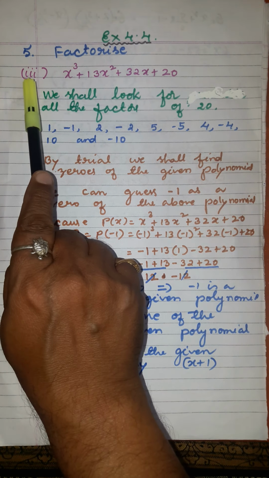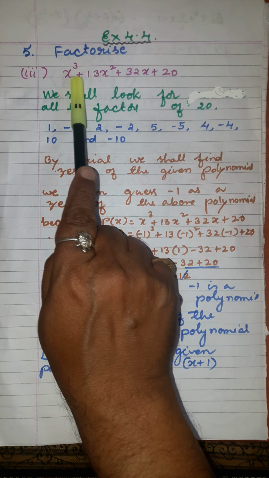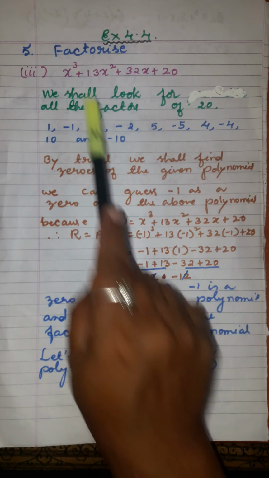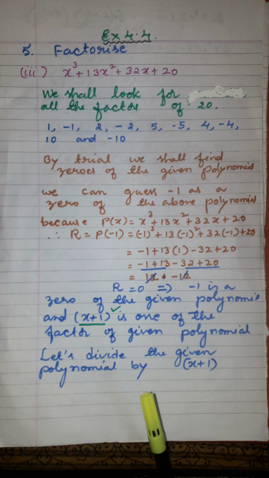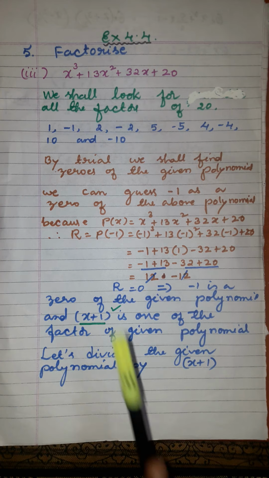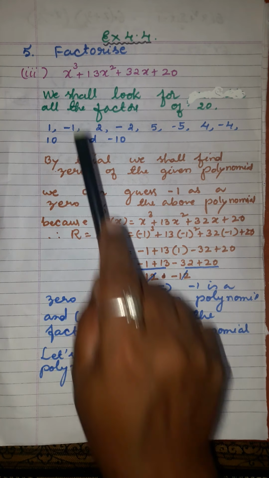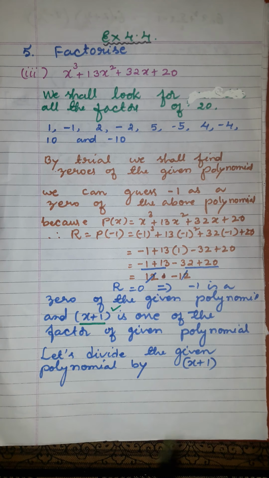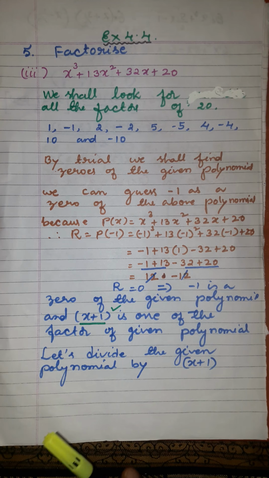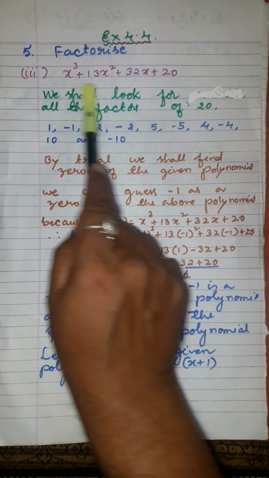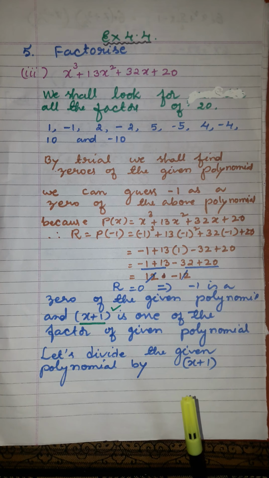Now, the third polynomial is x cube plus 13x square plus 32x plus 20. And this is a cubic polynomial, because the highest degree of the variable is 3. That means this polynomial will have 3 factors, because for 3 values we will get remainder equal to 0.